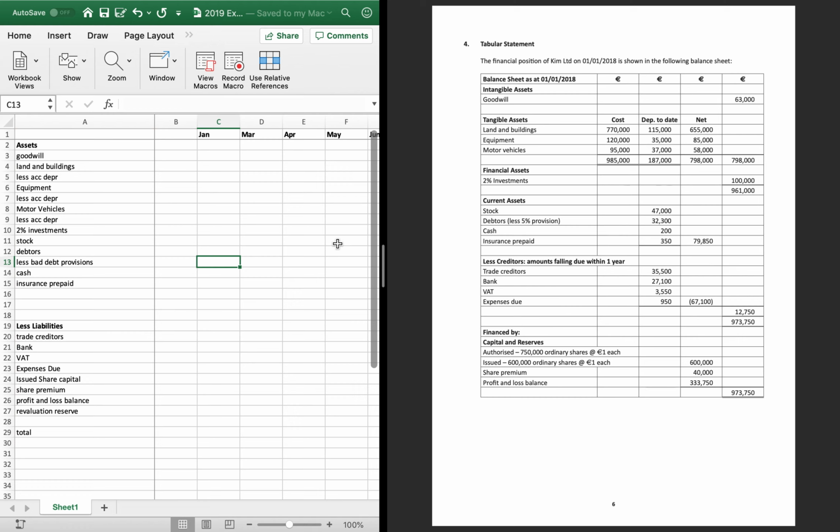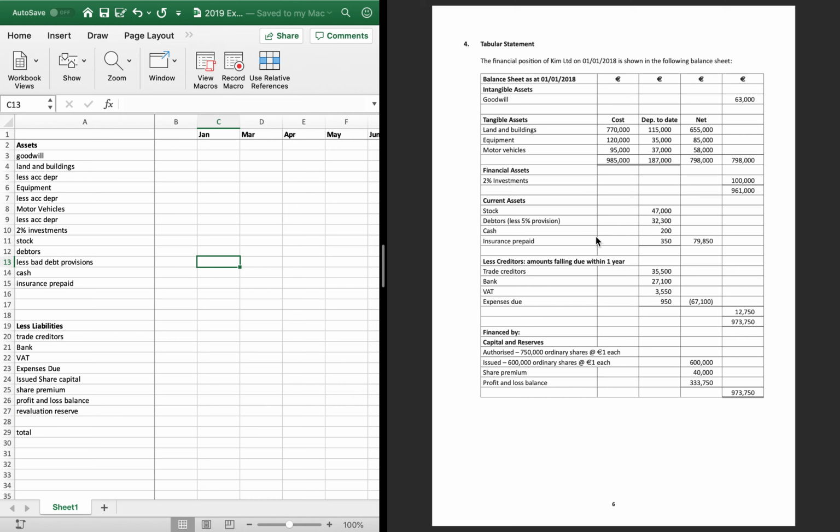So this is the 2019 tabular statement from the Examcraft mock. It's a 60-mark question. There's no difference in the process of doing the 60-mark and 100-mark question, so that's why we'll do this one.